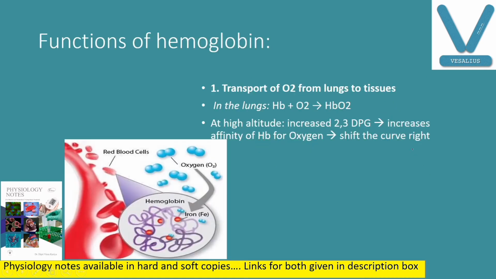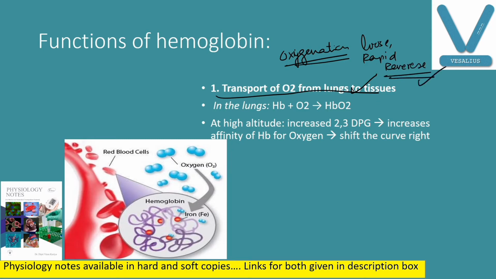Now we'll discuss the functions of hemoglobin. The first and foremost function is transport of oxygen from the lungs to the tissues. In the lungs, oxygen is attached to hemoglobin. This binding is known as oxygenation, not oxidation. Why oxygenation? Because this binding is loose, rapid and reversible. It binds loosely and rapidly, and easily releases oxygen when it is required. And this is in the lungs.